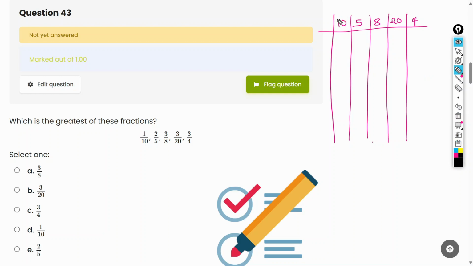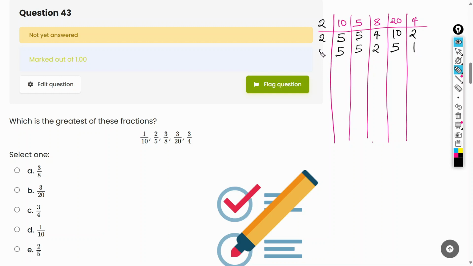We can divide by 2. 2 into 10 is 5. 2 into 5 wouldn't go, so we drop down 5. 2 into 8 is 4. 2 into 20 is 10. 2 into 4 is 2. 2 can still go. 2 into 5 wouldn't work, so we drop down 5. 2 into 5 wouldn't work, we drop down 5. 2 into 4 is 2. 2 into 10 is 5. 2 into 2 is 1.